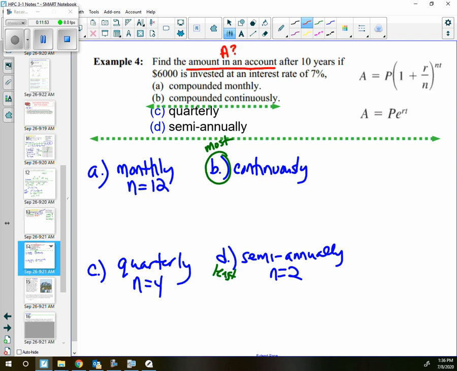You're searching for A, the account balance. So for each of these, we're trying to find A. After 10 years, okay, so what does the 10 represent? Well, that's your time. And time is always measured in years because these are longer term things.